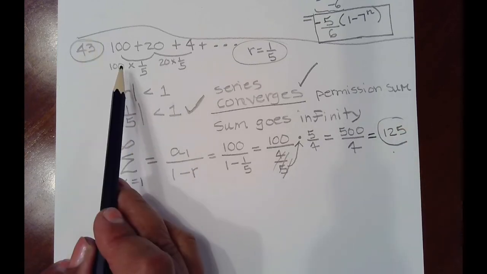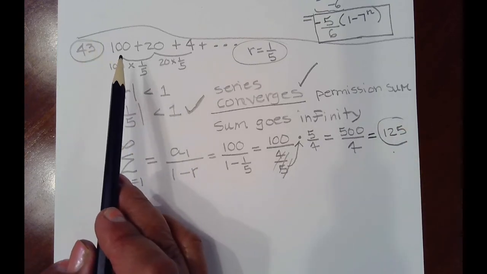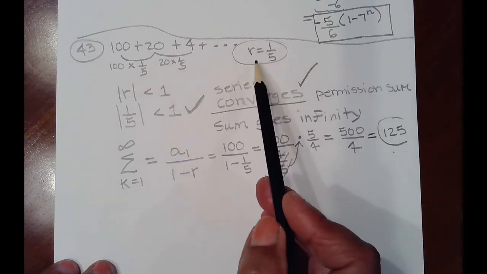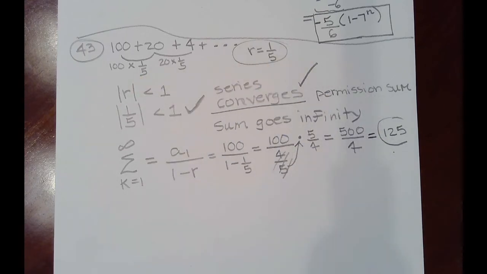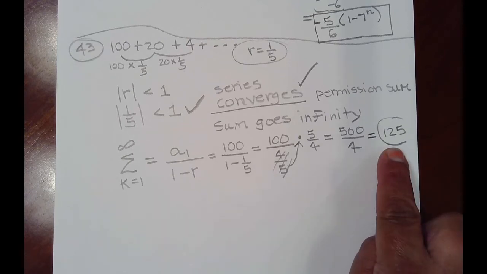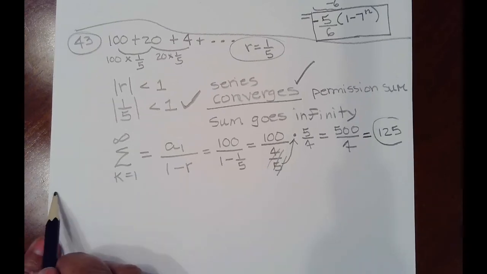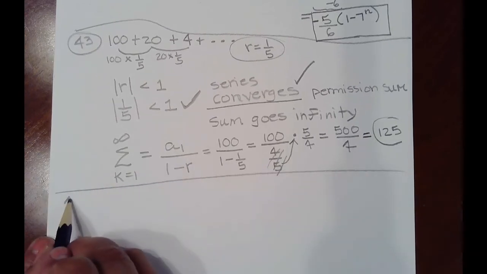So the sum of this infinite series that goes on and on and on by way of this common multiplier, the sum of that entire series would eventually converge to 125. Okay, that's 43. And 44 and 45 are the same deal.